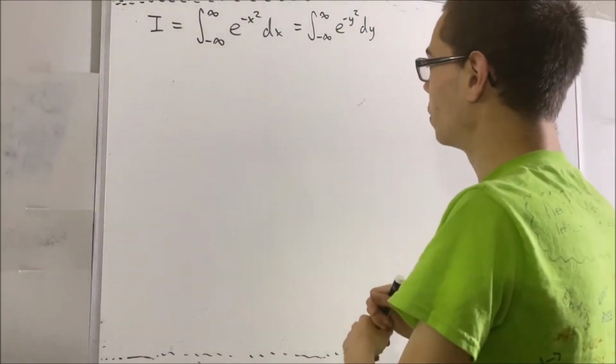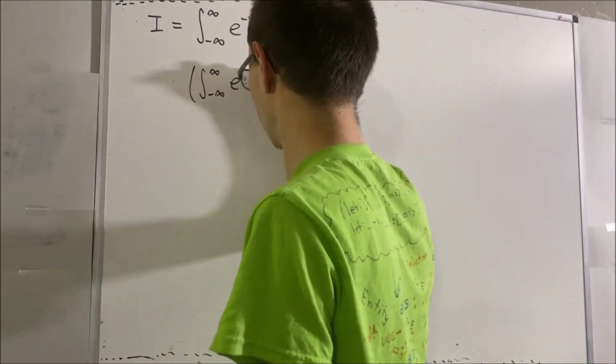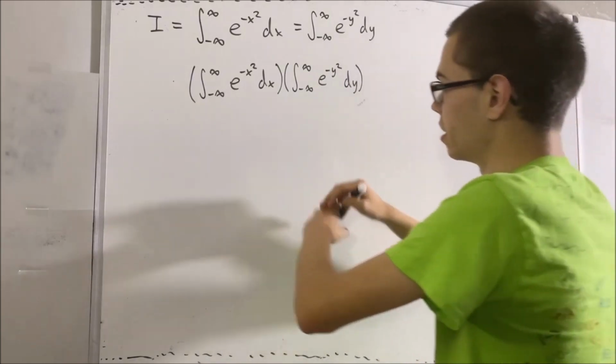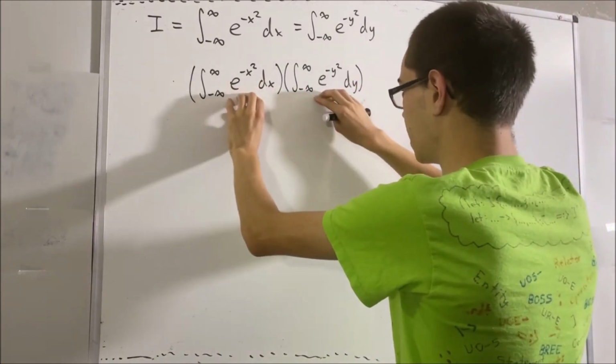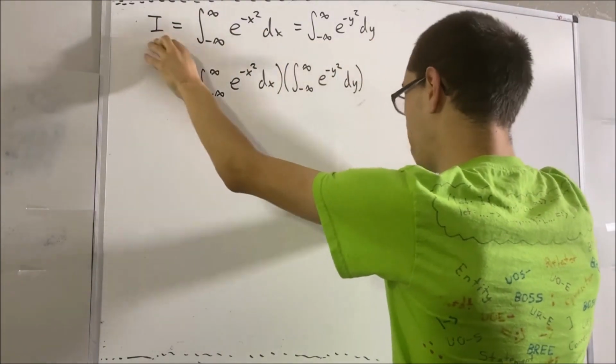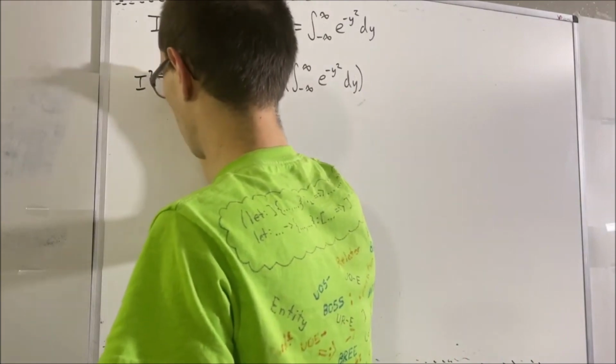Now, suppose that we were to multiply these two integrals together. Really, what we're doing here is multiplying two things that are equal to each other. They're both equal to I, so we're effectively doing I times I. So this is really just I squared.